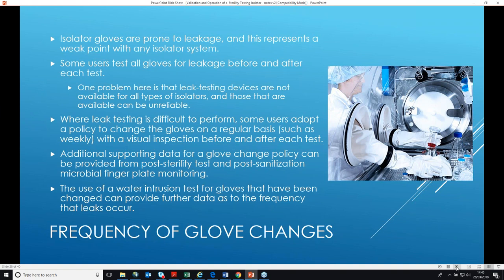Where leak testing is difficult to perform, some users adopt a policy to change the gloves for every batch. Some might choose to do it every week or some other frequency. This could be supported by a visual inspection before and after each test, or a simple intrusion test at the end of use, simply filling the glove up with water and seeing if water dribbles out. Other data that could support would also be finger plate monitoring, but it has to be recognized that environmental monitoring is a relatively weak detection system against other forms of environmental control.